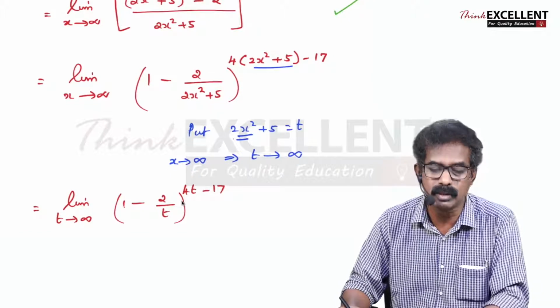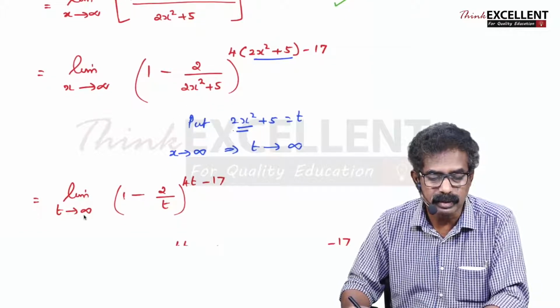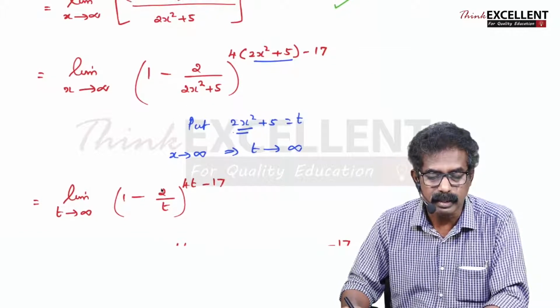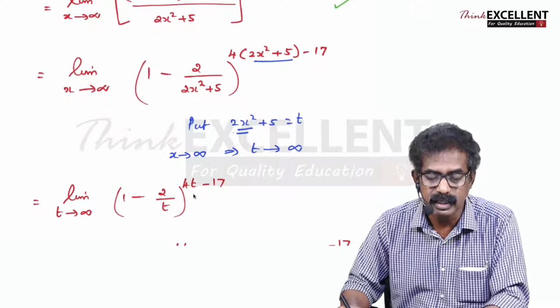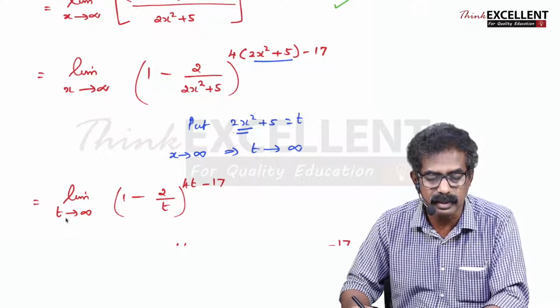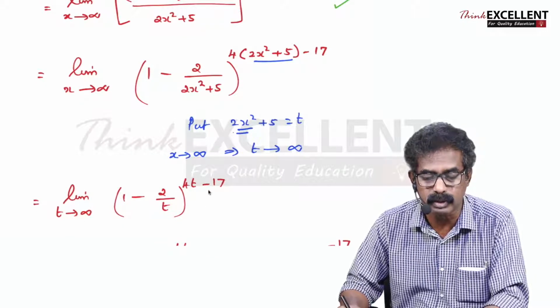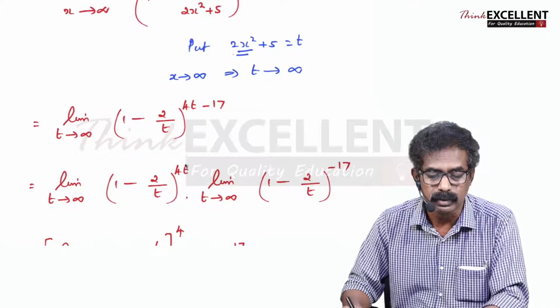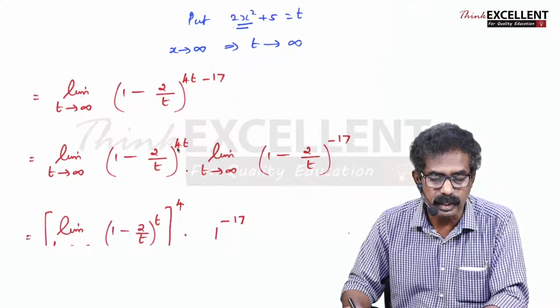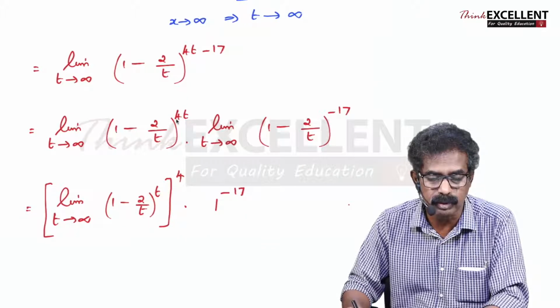Now you can split into 2. Limit t tends to infinity, 1 minus 2 by t raised to 4t, into another limit t tends to infinity, 1 minus 2 by t raised to minus 17. Okay. So here this 4 you take it to the power.